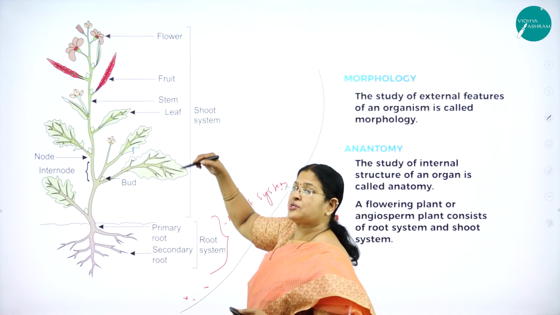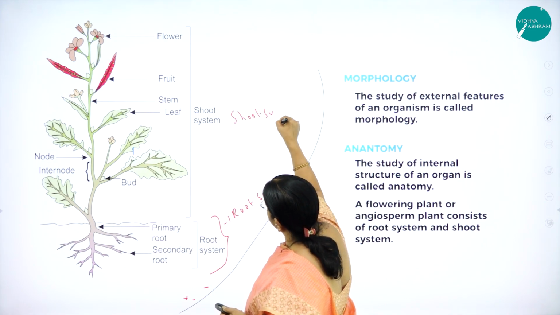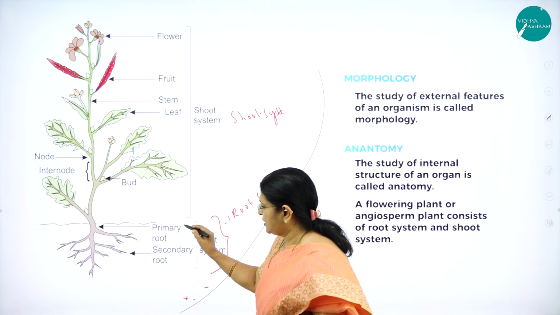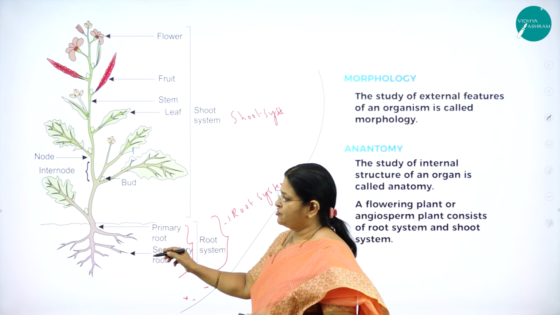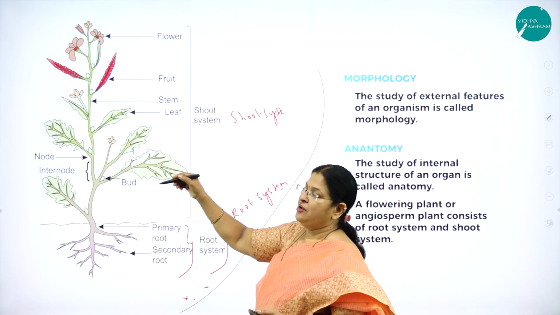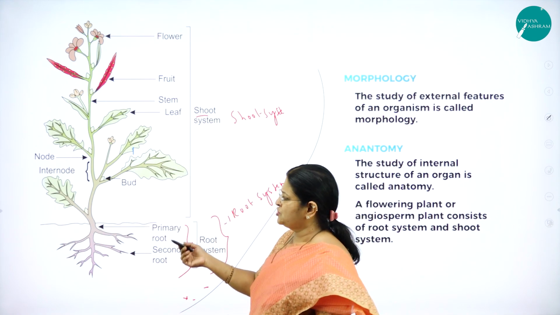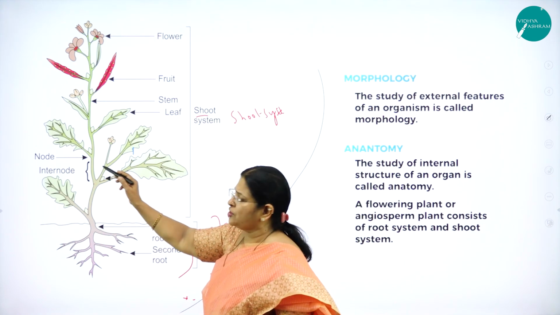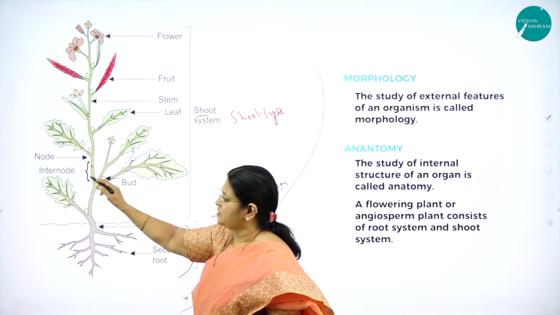And the part which grows above the soil is called the shoot system. Here you can see the part which is below the soil, called the root system, is very simple in structure when compared to the part which is above the soil, called the shoot system. Here you can see what the parts of the shoot system are: nodes and internodes. A node is a region where the leaf arises, and the distance between two nodes is called an internode.